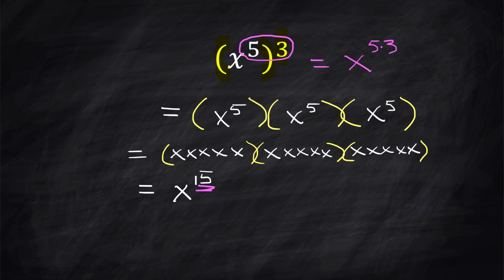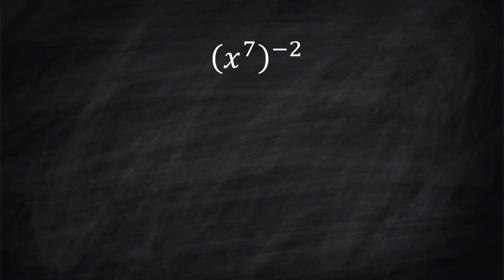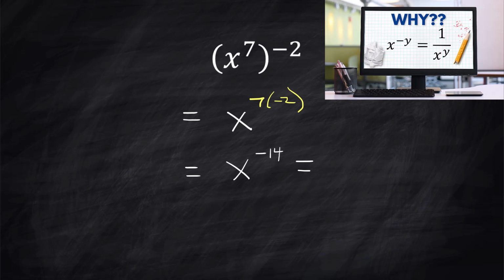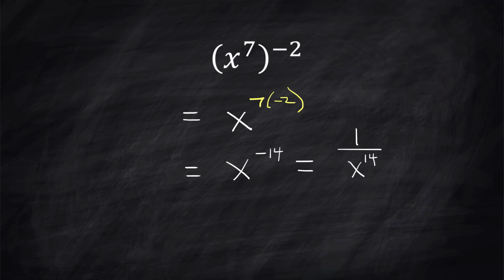So when you are raising a power to a power, you multiply. Here we have x to the 7th raised to the -2 power. Well, if you just multiply those together, you're going to end up with x to the -14. If you saw my video on what happens with negative exponents, and if you haven't, I'll link it up here in the corner, that's going to be rewritten as 1 over x to the 14.